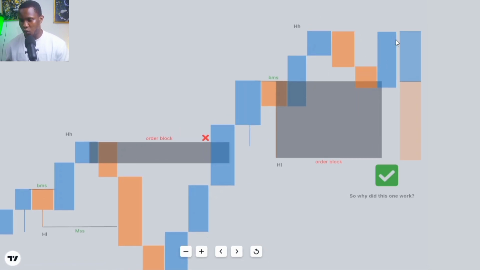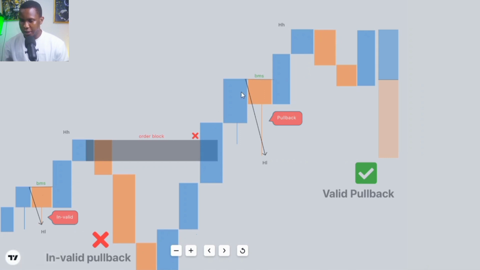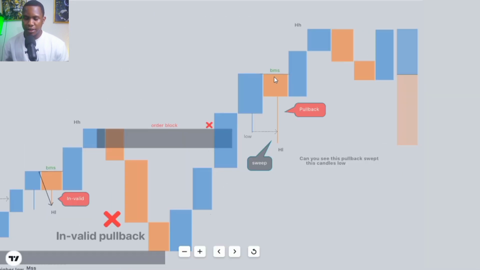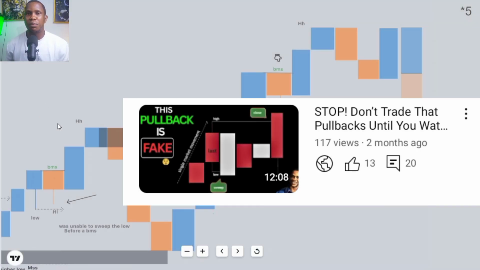So the question here is what? Why did this work and this fail, even though they look so much alike? Because this is what? A valid pullback, and this is what? An invalid pullback. A valid pullback is a pullback that swept a low before a break of market structure. This is a pullback. It swept this particular low before going to make a break of market structure. And can you see this pullback right here wasn't able to sweep this low before making a break of market structure. Watch valid pullback and invalid pullback to understand this concept more.